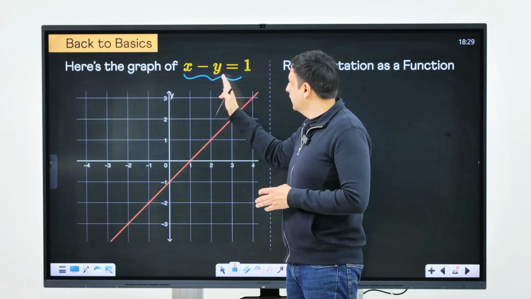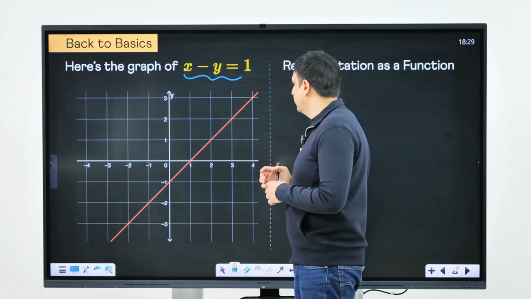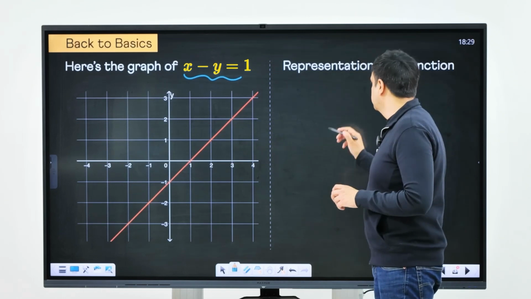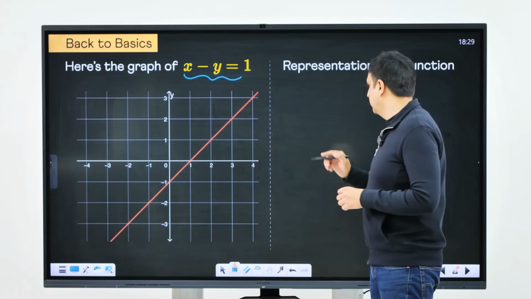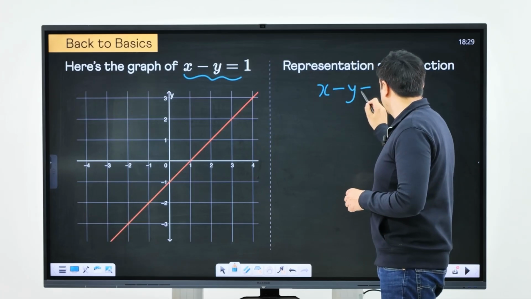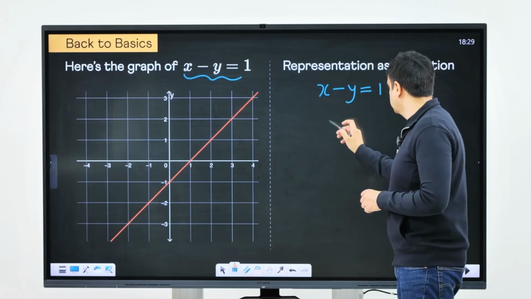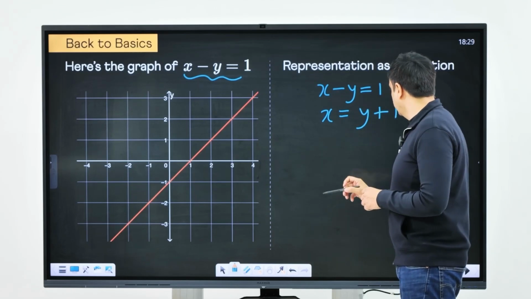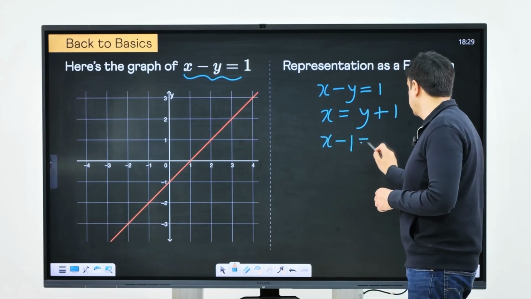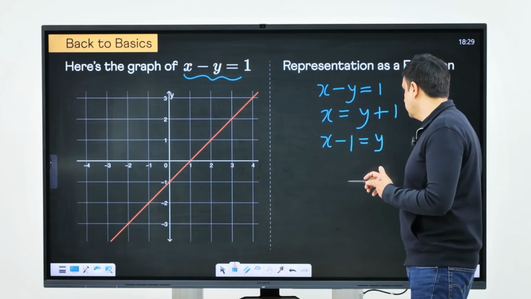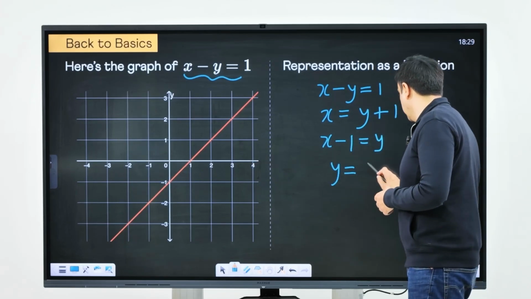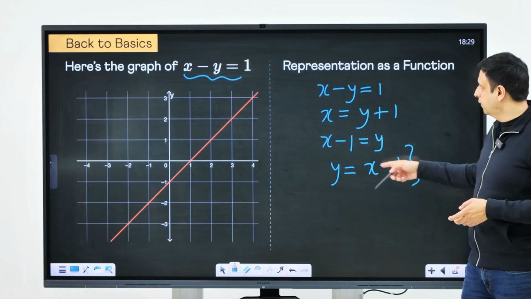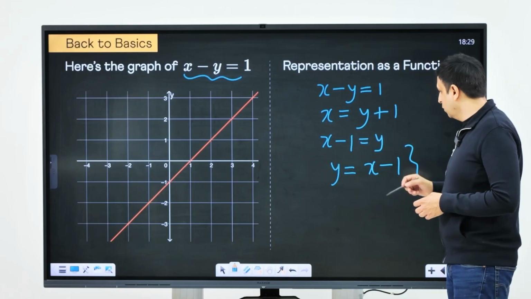And let's write the variable y in terms of the variable x. So we have x minus y equal to 1. I want you to isolate y and write it in terms of x, and then we will make the connection to functions. So x minus y is equal to 1. Let's isolate y and let's add y on both sides. So I get x is equal to y plus 1. Now subtract 1 on both sides, so I get x minus 1 is equal to y. So y in terms of x can be written as y is equal to x minus 1. And as you can note, this is the slope-intercept form of the line's equation, y equal to x minus 1.